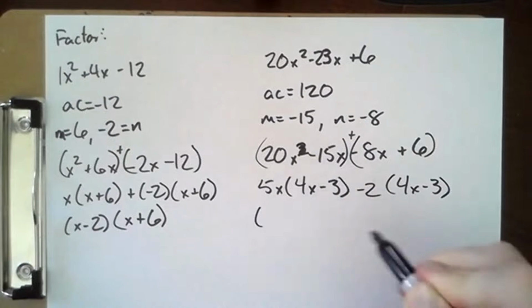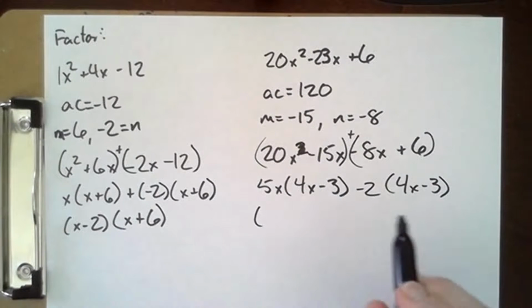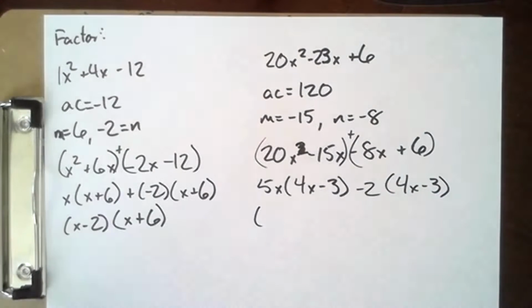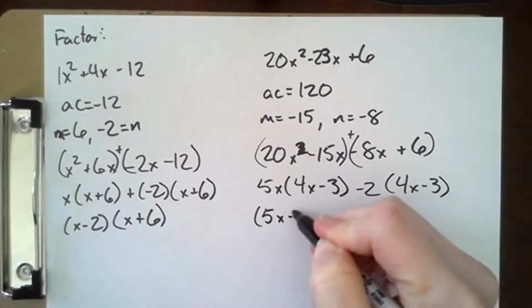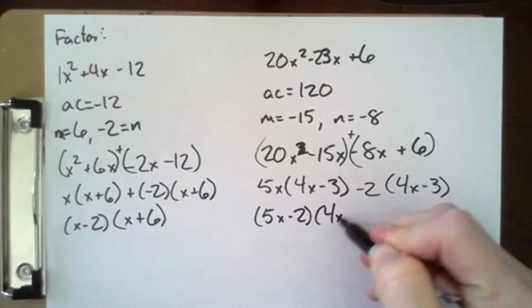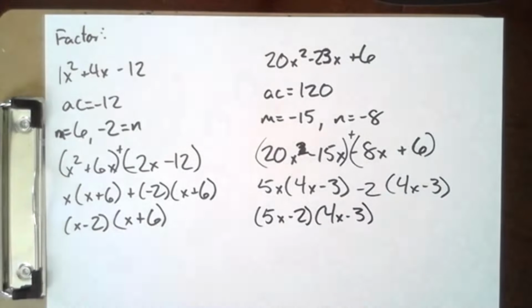We get our fully factored form is 5x minus 2 times 4x minus 3. There we go. That's it for that section. Share our slides again.